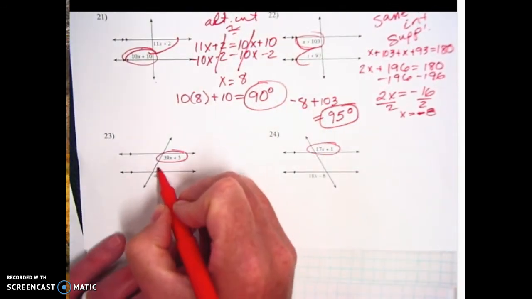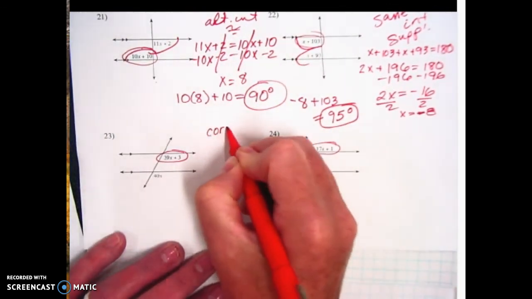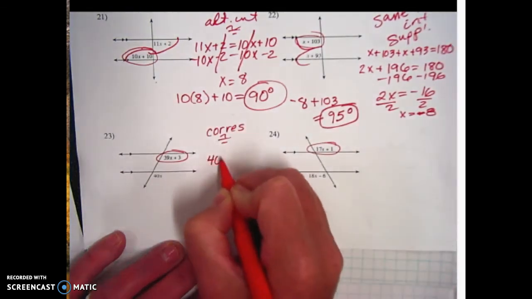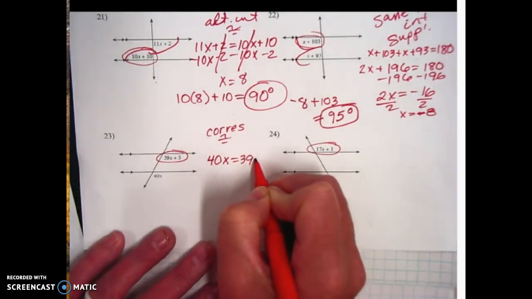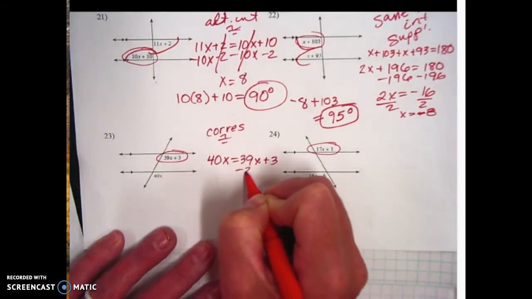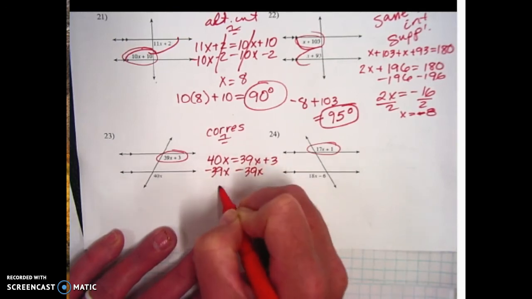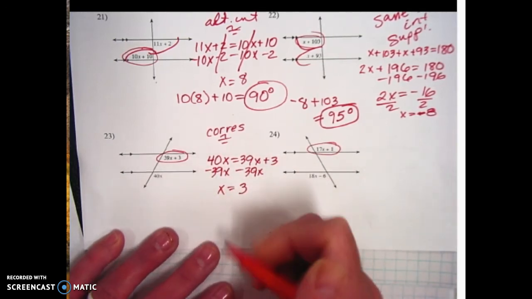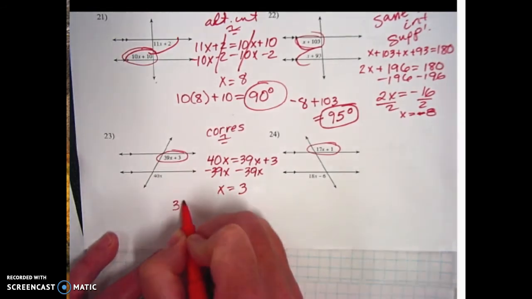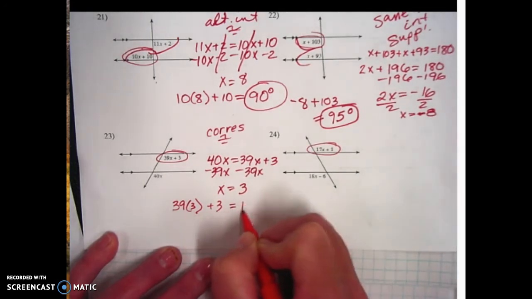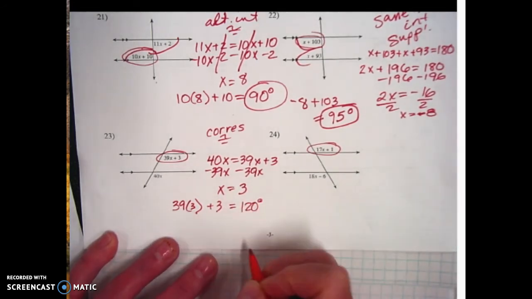All right, number 23, these two are corresponding. Corresponding angles are congruent. So we're going to put an equal sign between the 40x and the 39x plus 3. Subtract that 39x. This one's pretty easy. So x is equal to 3. Plug it back in. So 39 times 3 plus 3 should get 120 degrees.